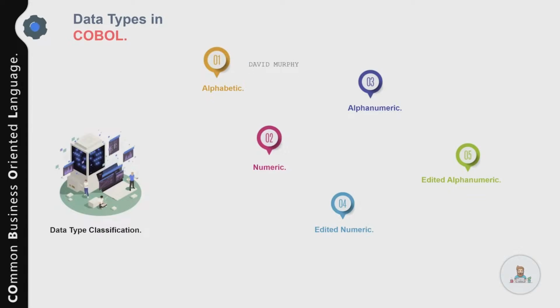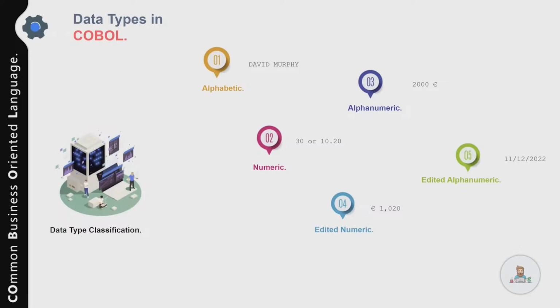So for better understanding, I've extracted a couple of examples from the employee data file that we have seen in our previous slide. In this case, the name of an employee, that is David Murphy, is classified as alphabetic. Similarly, the employee salary, that is 2000 euros, is classified as alphanumeric. Thereafter, you have age and monthly tax, so that is 30 or 10.20, which is classified as numeric.